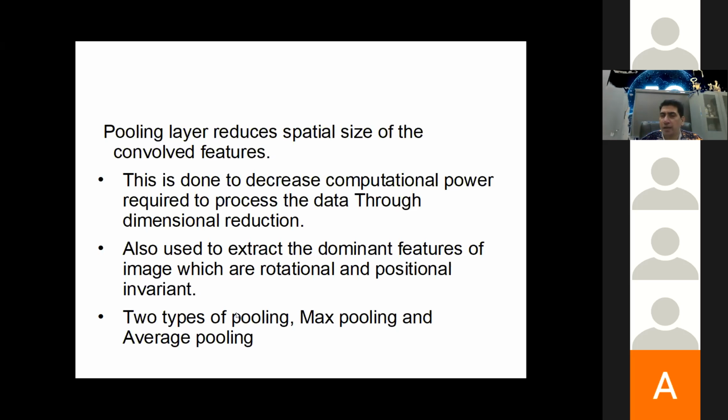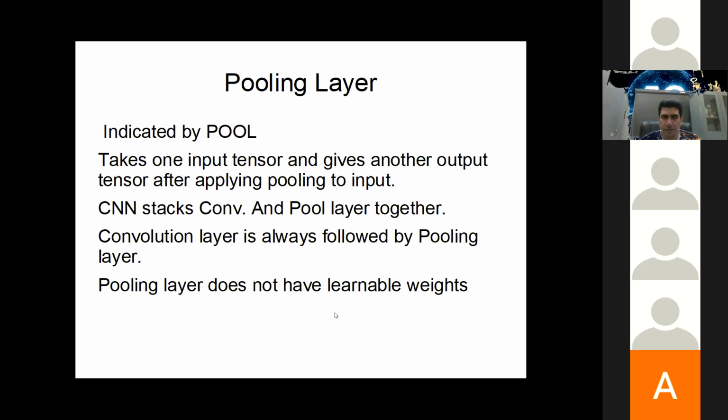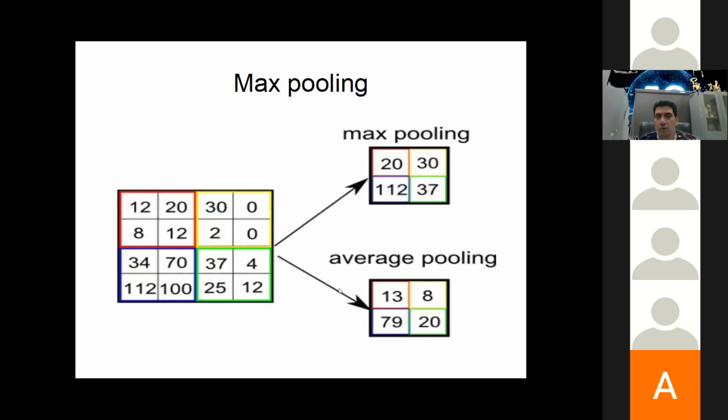There are two types of pooling. There are multiple coming in nowadays, but majorly either maximum pooling or average pooling. The name itself indicates it. Pooling takes an input tensor and gives an output. A CNN stacks convolution layers and pooling layers. A convolution layer is always followed by a pooling layer. The pooling layer does not have learnable weights.